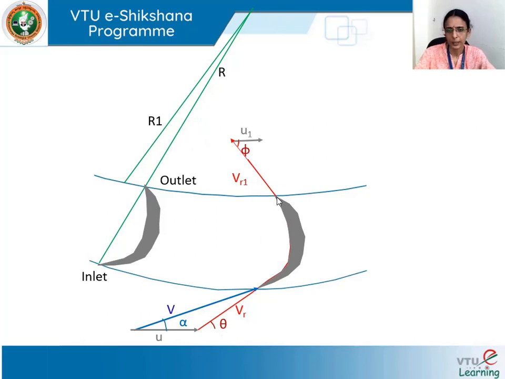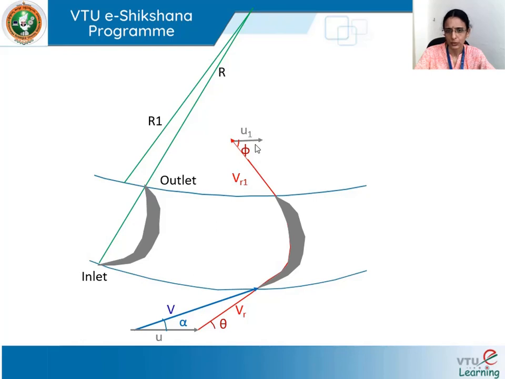And the outlet tip of the vane will be moving with a different tangential velocity u1. The angular velocity of the inlet tip and the outlet tip will be the same, but since the radii are different, the tangential distance moved by the outlet tip will be less than that moved by the inlet tip, or the tangential velocity of the outlet tip will be different from that of the inlet tip. So, in this case, this is marked as u1.